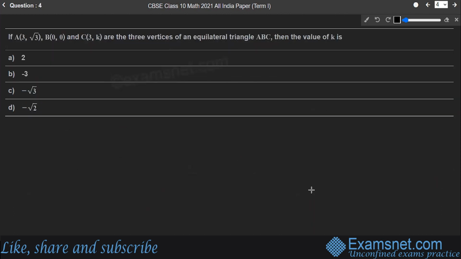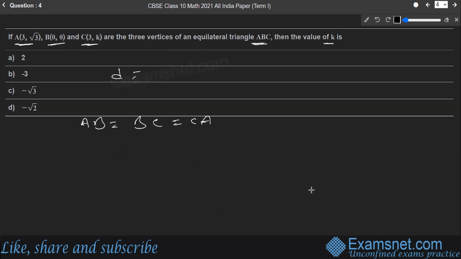Now, the next question says A (3, root 3), B (0, 0) and C (3, k) are the three vertices of an equilateral triangle ABC. Then the value of k is. See, if there is an equilateral triangle, then side AB will be equal to side BC is equal to side CA. That's how it goes.